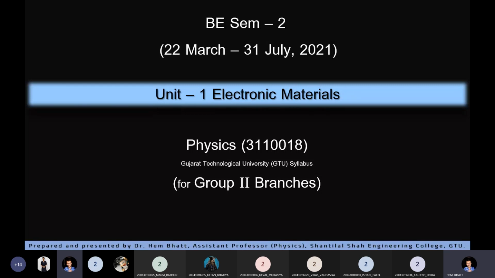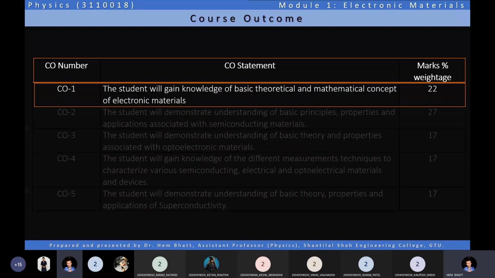So we are in physics, 3110018 is the subject code, and out of 5 course outcomes, the first one: the student will gain knowledge of basic theoretical and mathematical concepts of electronic materials. Pertaining to this unit, 22% is the weightage.